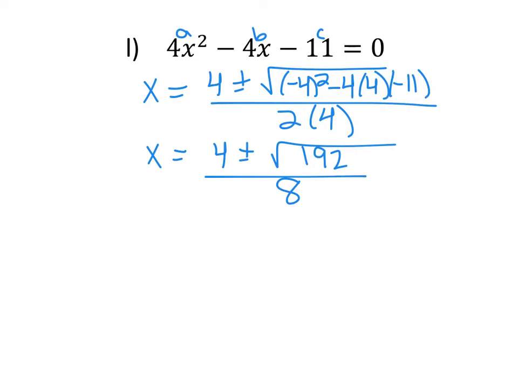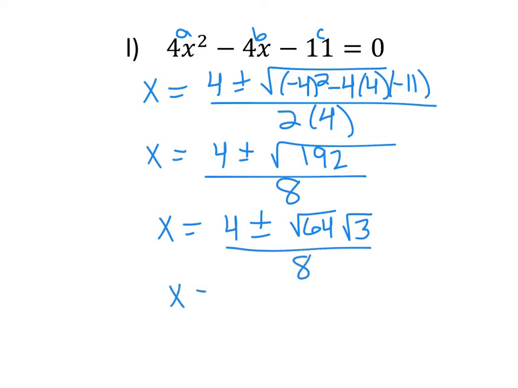192 is not a perfect square, so we need to break it down. The largest perfect square that goes into 192 is 64. And 64 times 3 gives us 192. The square root of 64 is 8. Bring down the radical 3 and everything else.